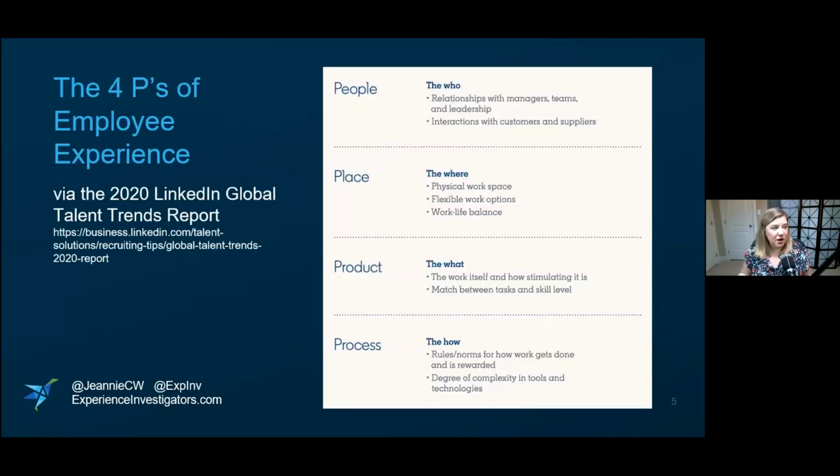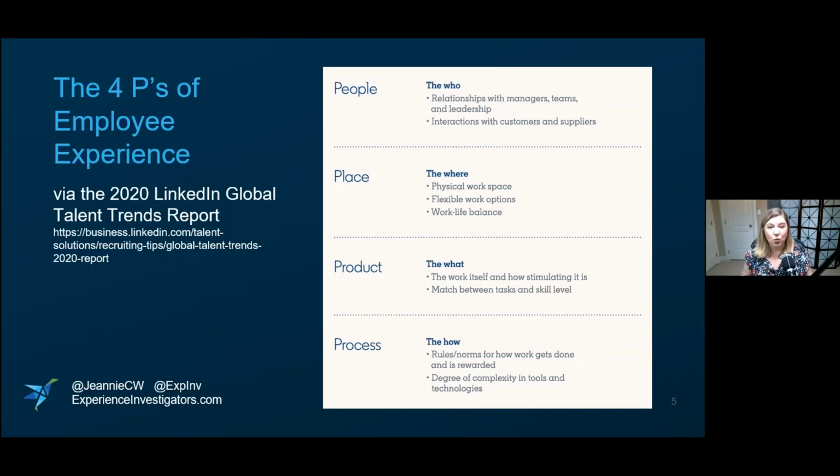And so this is from the LinkedIn Global Talent Trends Report, and this came out early 2020. They talk about these 4 things that everybody needs to consider in the employee experience, the 4 Ps. And that is, as you can see, the people. It's a huge part. I think anybody who's ever had a job understands how important those relationships are and how, you've heard this before, you don't leave a job, you leave a manager. That often comes up. The place, and this is part of it, where do we work?